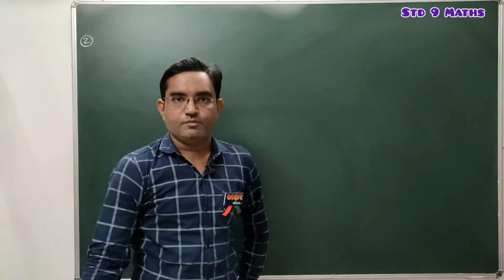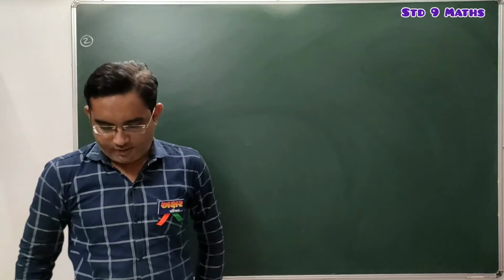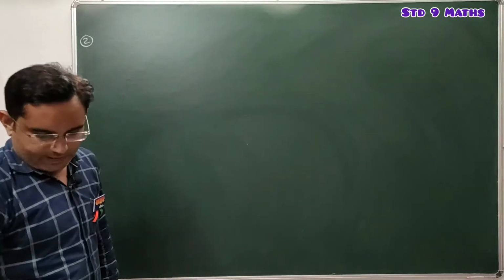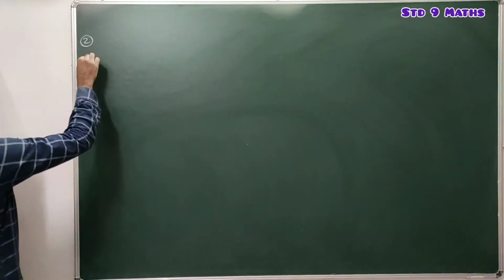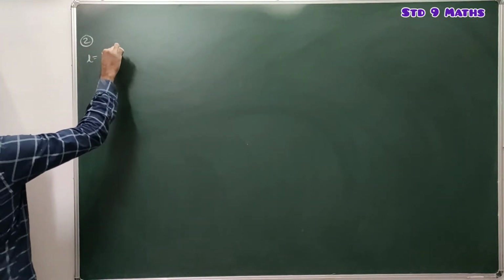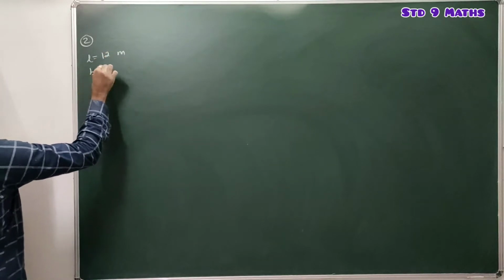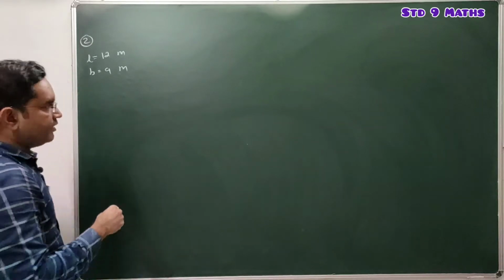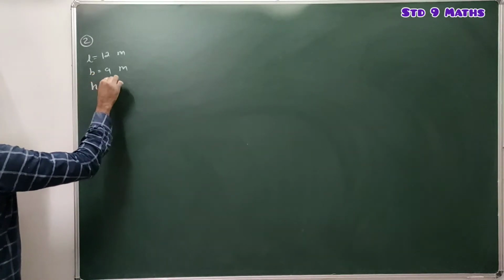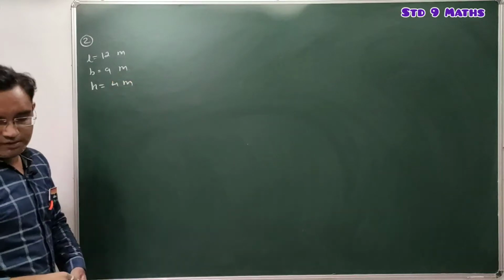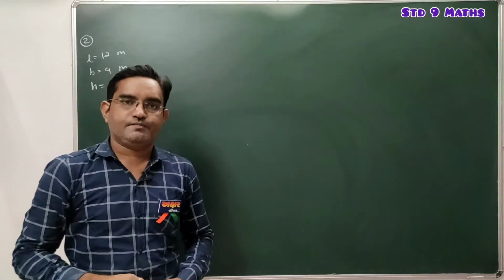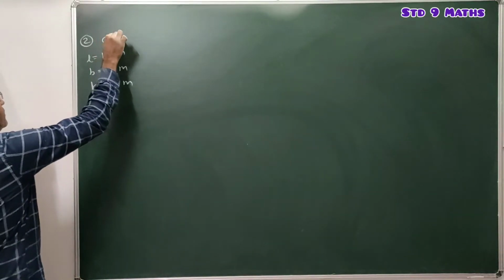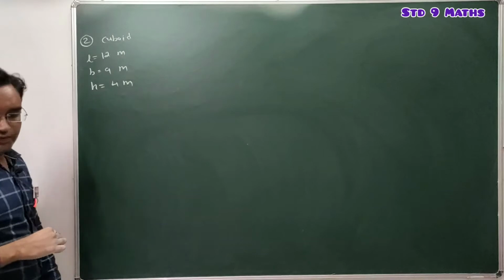Now question number 2. The given question is: a closed iron tank is 12 meter long, 9 meter wide, and 4 meter deep. Depth is nothing but the height. These are the dimensions of the closed iron tank. Done. An iron tank is in the form of a cuboid. Cuboidal shape of tank is there.